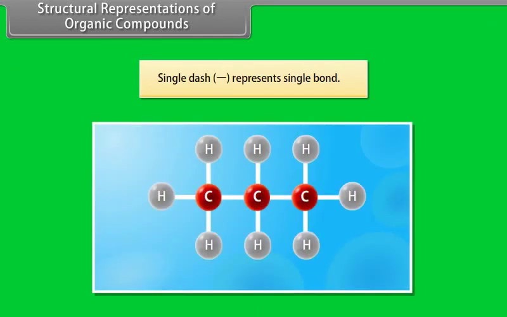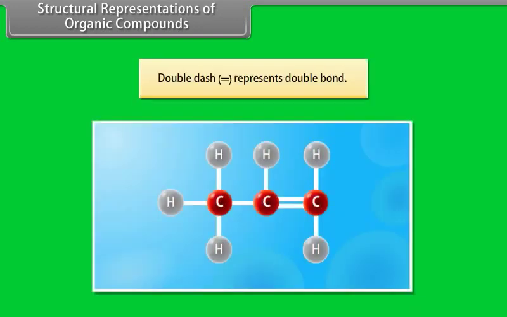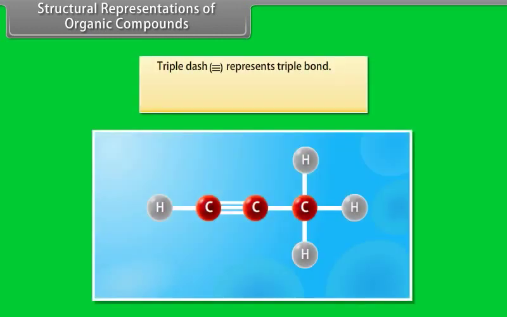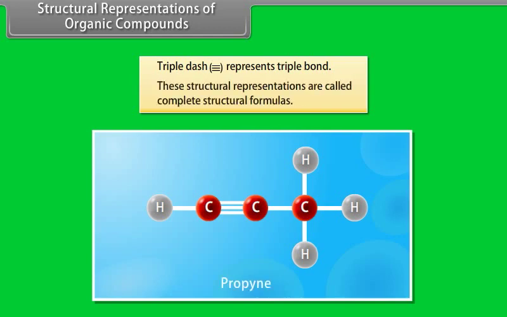A single dash represents a single bond. For example, propane. A double dash represents a double bond. For example, propene. A triple dash represents a triple bond. For example, propyne. These structural representations are called complete structural formulas.